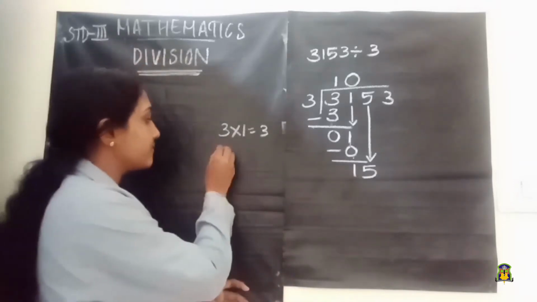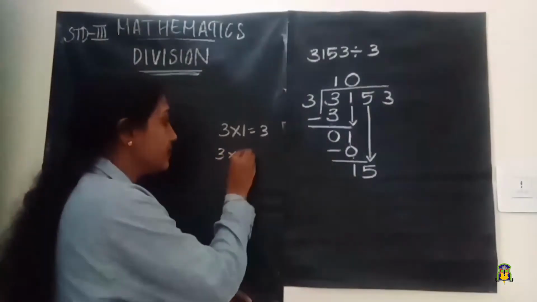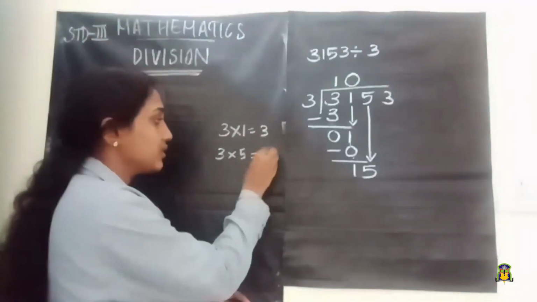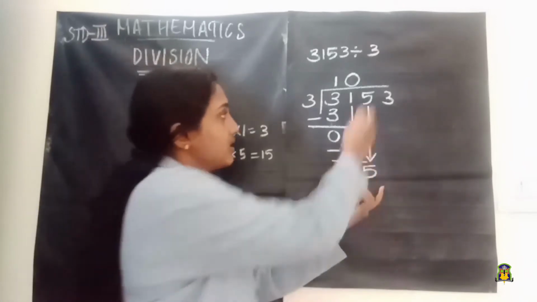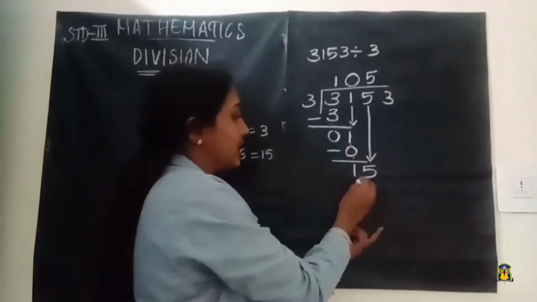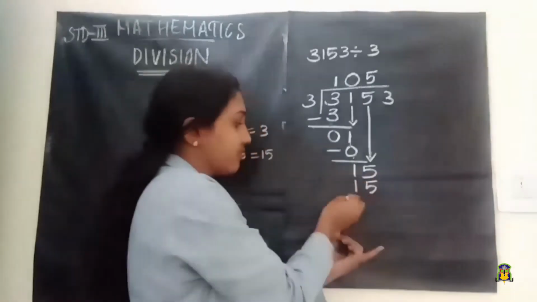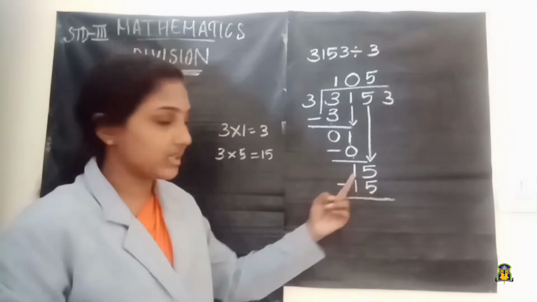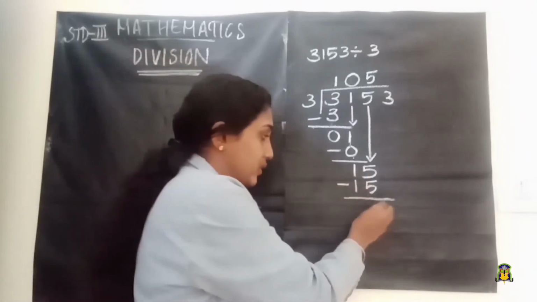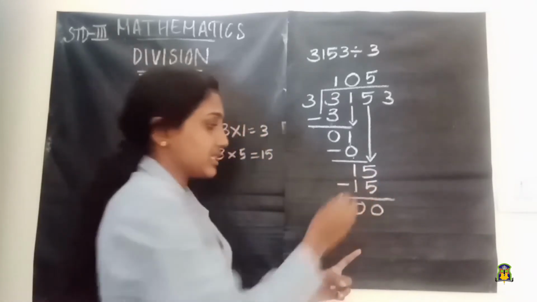Very good. 5 times, right? 3 into 5 is equal to 15, right? So we could find it 5 times. So 3 into 5 is equal to 15. Okay. Now we are subtracting it. So on subtraction, 5 minus 5 is 0. 1 minus 1 is 0.